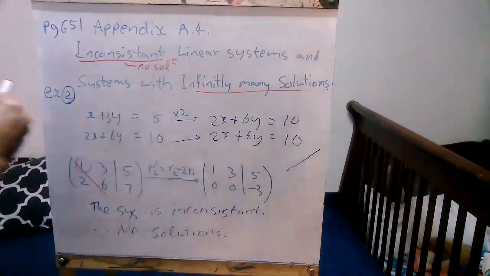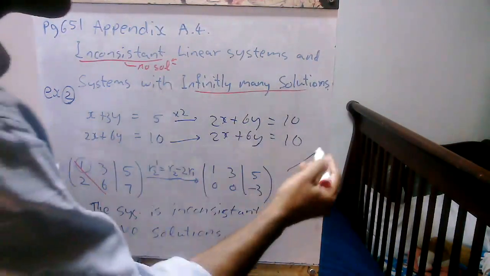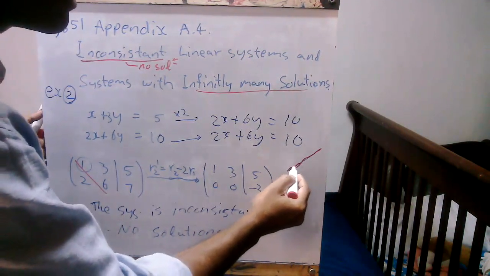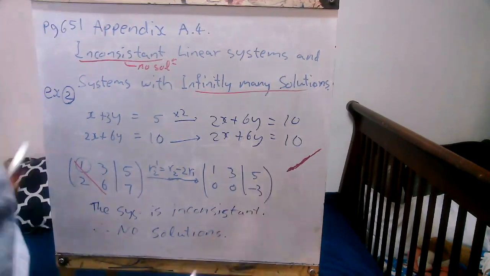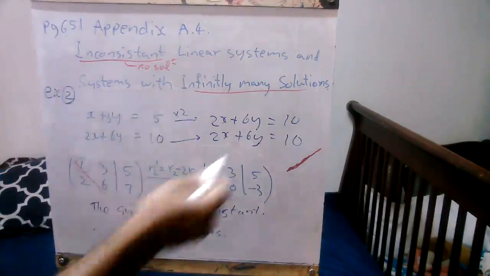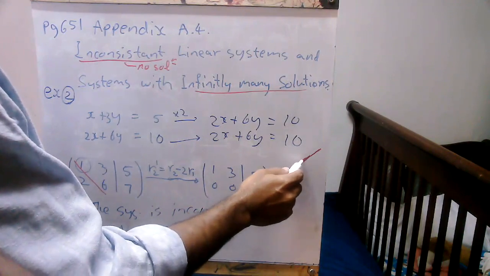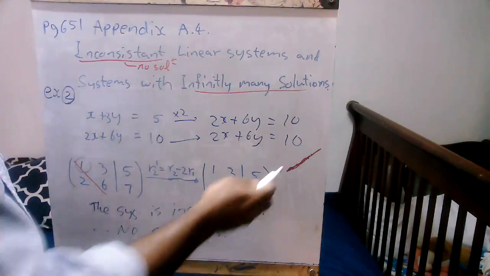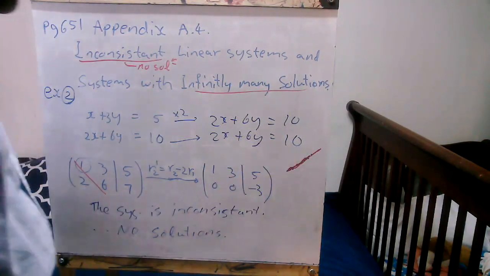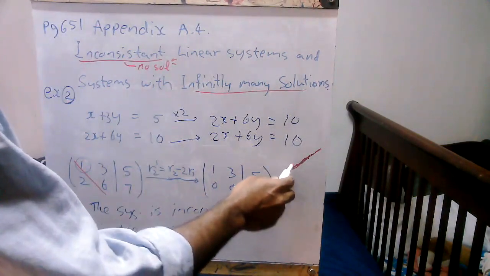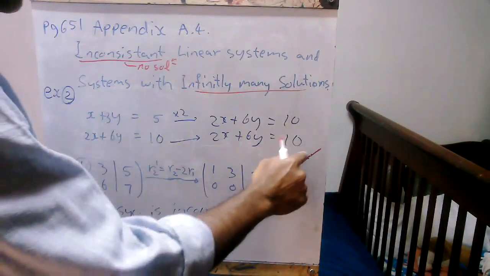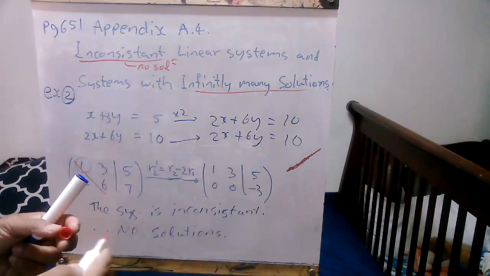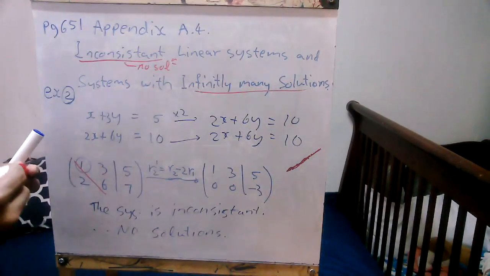If this is one line, the second line overlaps this, like this. So at every point these two lines are intersecting. We can think like that. At every point these two lines are intersecting. That means it has many intersection points, which means it has infinitely many solutions, right?